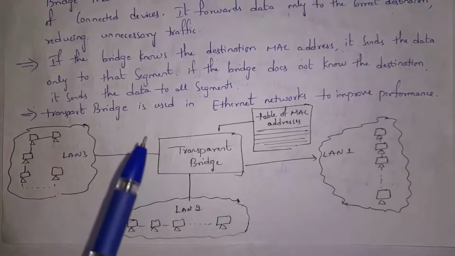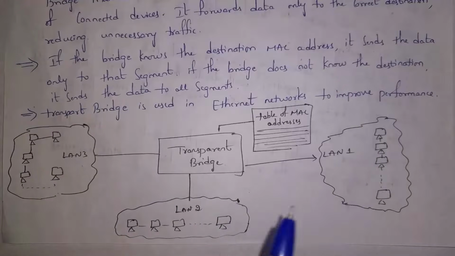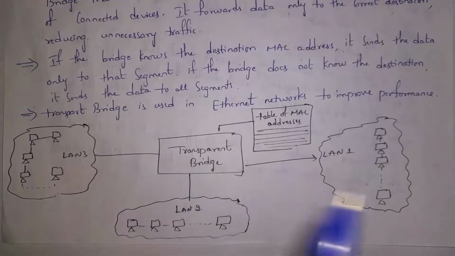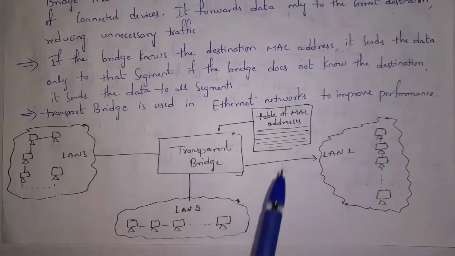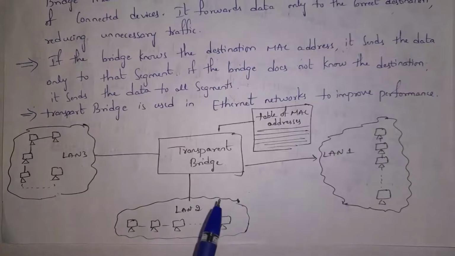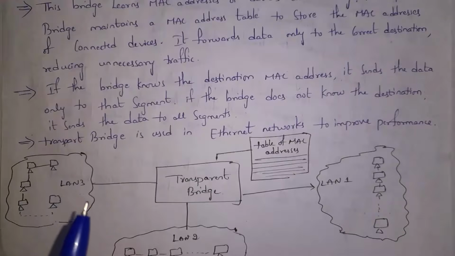Thus, we also call a transparent bridge a learning bridge, because this bridge will learn MAC addresses. Learning a MAC address is nothing but this bridge storing the MAC address of each and every device connected to this network in a table. So learning is nothing but storing MAC addresses in a table. And based on this MAC address, the bridge will identify devices and then it will send data. Guys, we'll use a transparent bridge only in Ethernet networks, where all devices are connected by using Ethernet cables.